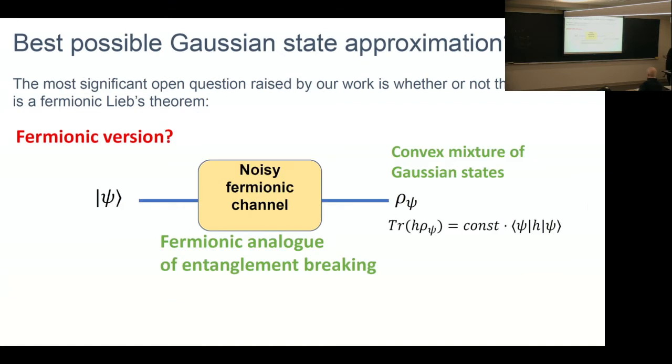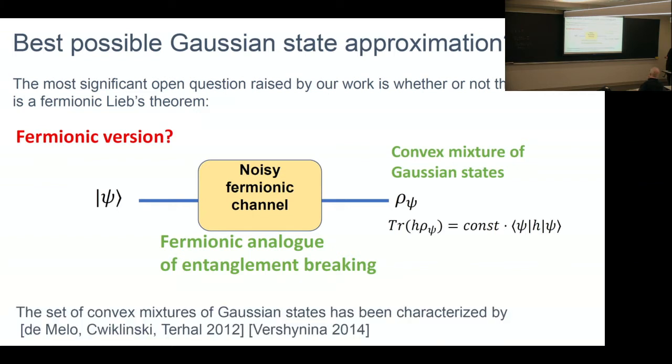I should mention that some people have barely touched upon these questions and have characterized convex mixtures of Gaussian states, but the characterization is sort of hard to work with. It's similar to the K extendability characterization in certain states.